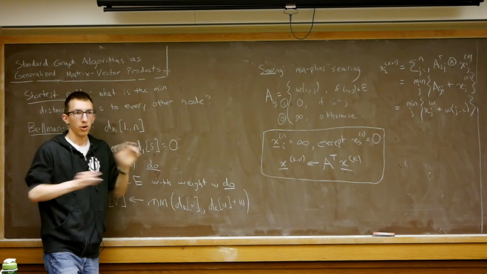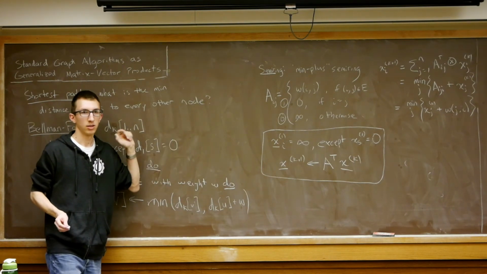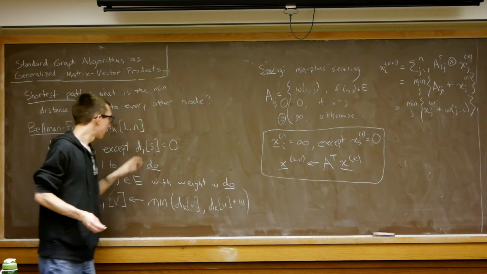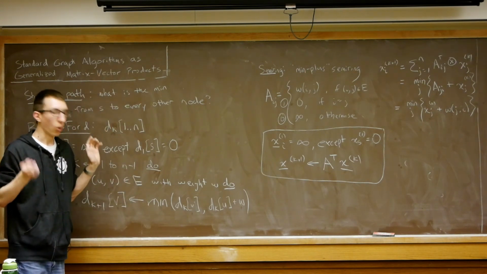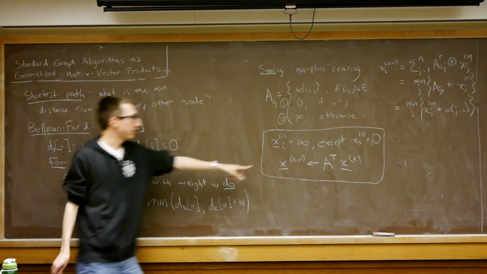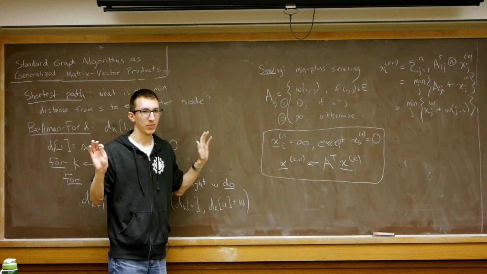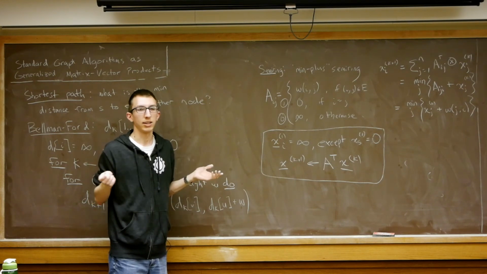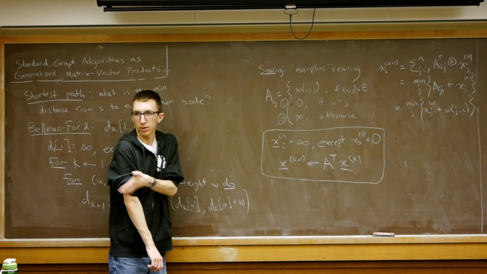Are there any questions about any of that? What is the convergence criterion? Well, we could do this n minus 1 times, and then I will guarantee you that it converges. Or if you notice that x doesn't change after you do an iteration, then you know that you're done. You look at every edge and you say, I can't get any shorter than this, so you're done. Any other questions?